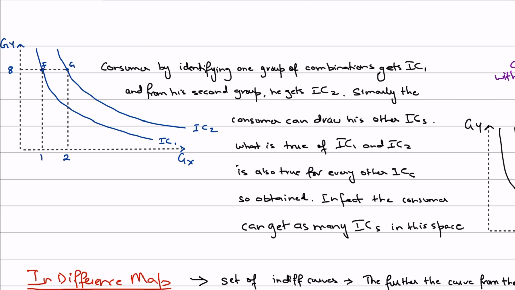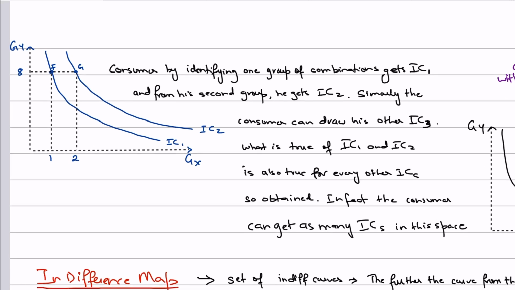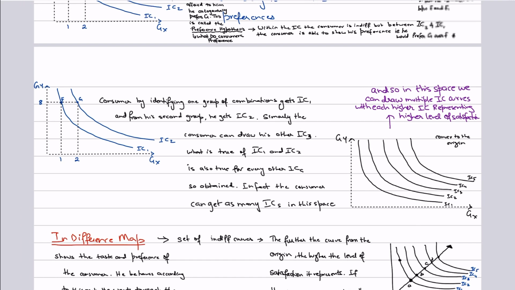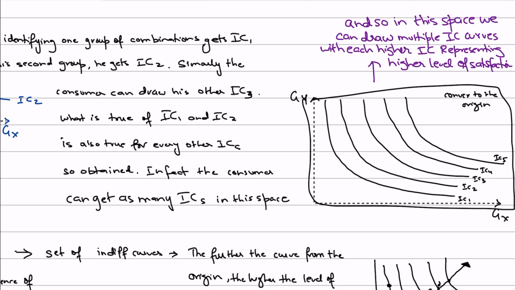ठीक है. इसी तरह he can identify another set of combinations that he is indifferent at, but that gives a higher satisfaction than the previous set of combinations on the indifference curve. So the consumer can draw IC2, right? This is IC2. Similarly the consumer can draw another IC, that is IC3. So the point is कि what is true for IC1 and IC2 is true for every other indifference curve so obtained. And in this space, अगर ये indifference map है हमारा, the consumer could get as many indifference curves in this space. Make sense? So this is representing the indifference map.